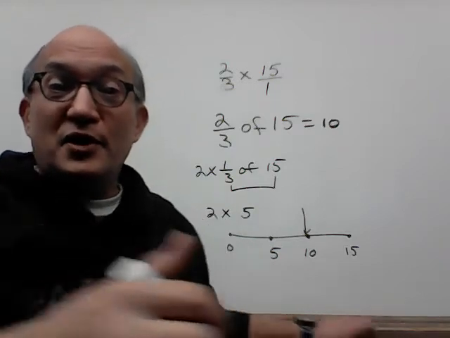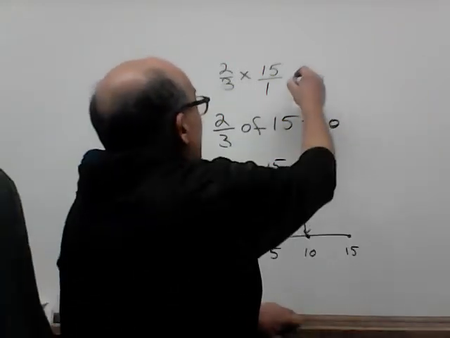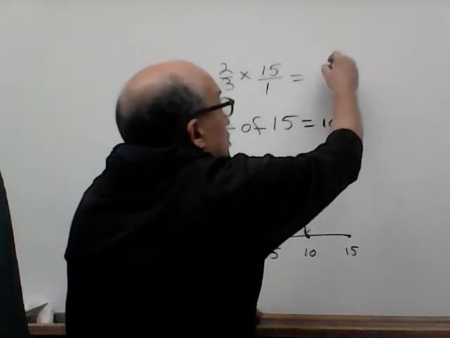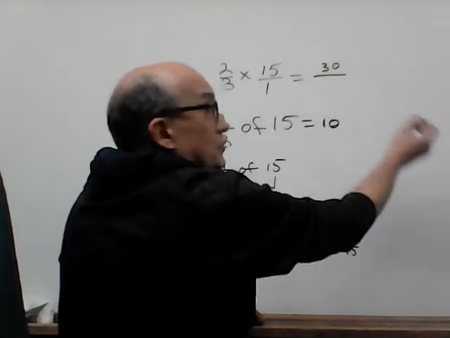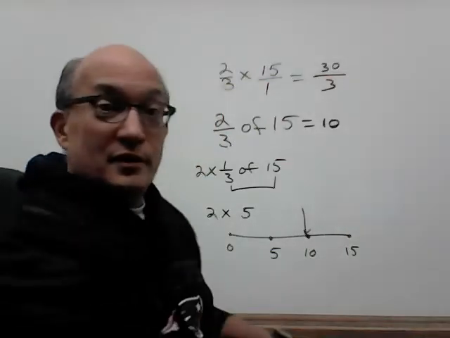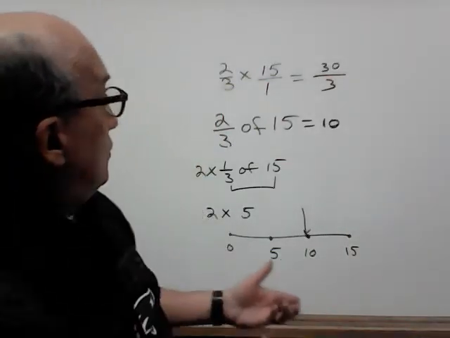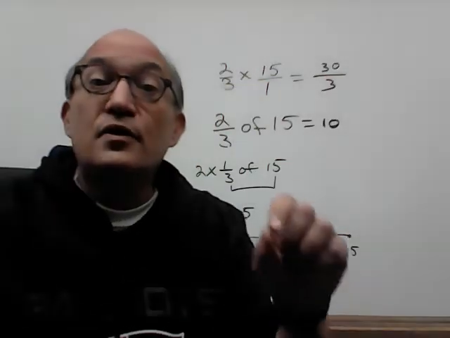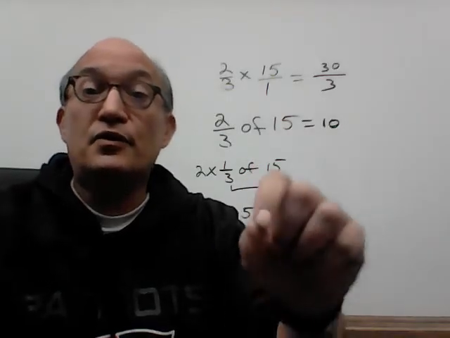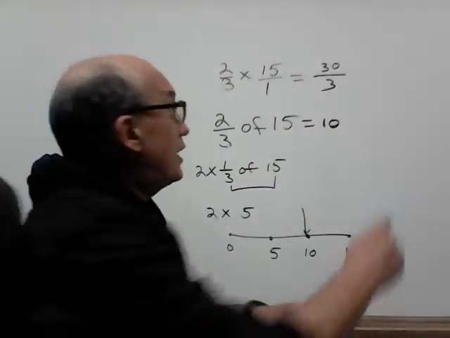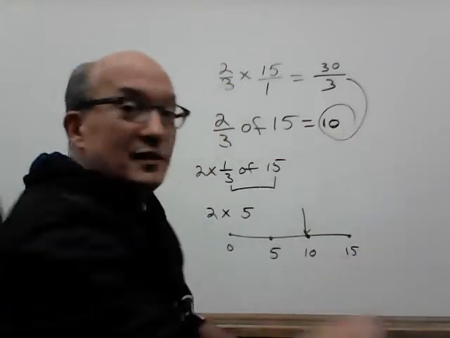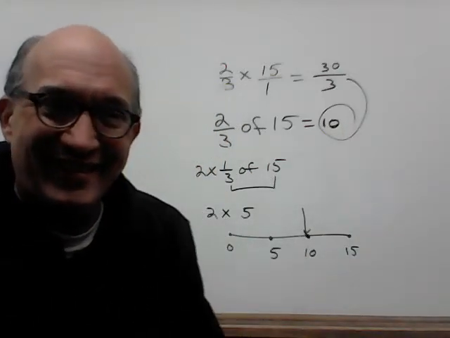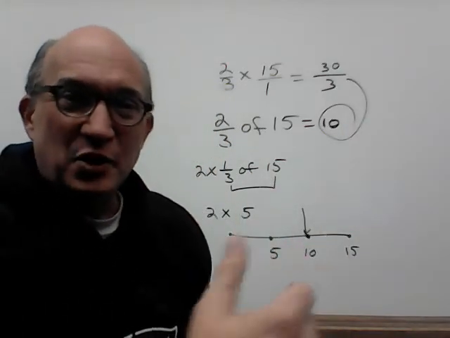We multiply across the top and bottom. Watch what happens here. 2 times 15 is 30. 3 times 1 is 3. So we get an answer of 30 over 3. 30 divided by 3. 30 thirds. Either way you look at it, it's 10. So we're making a little progress.